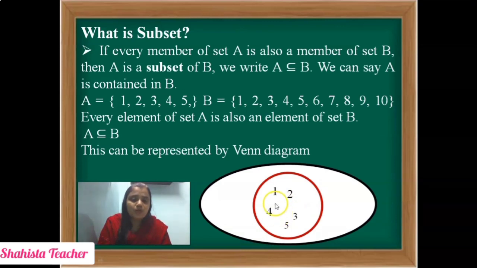No need to put a comma here, directly we write the numbers 1, 2, 3, 4, 5, and here we will write set A. Is that clear? After completing this, outside the red circle we will write the remaining numbers, that is 6, 7, 8, 9, 10, and here we will write set B. So set B contains all the elements of set A.